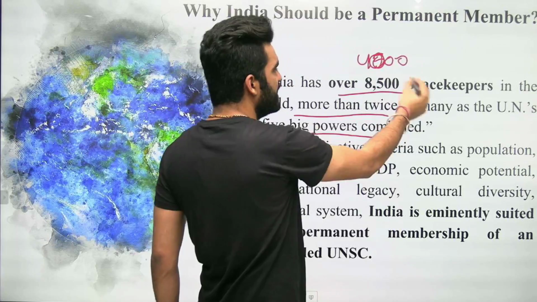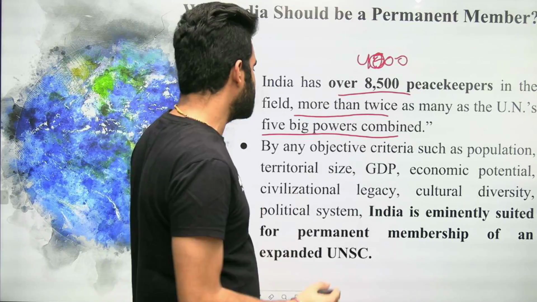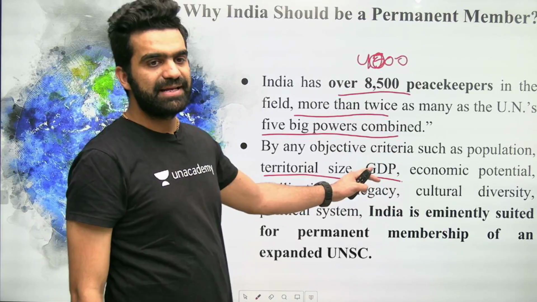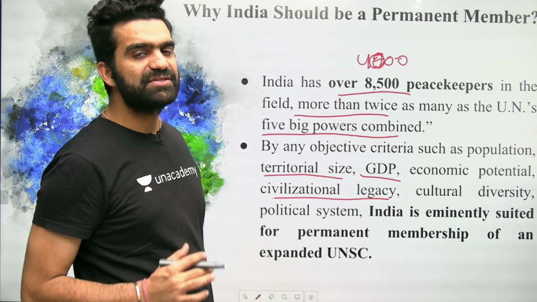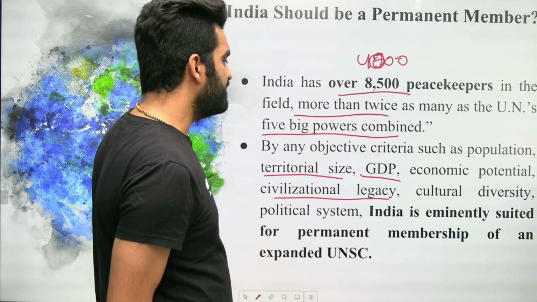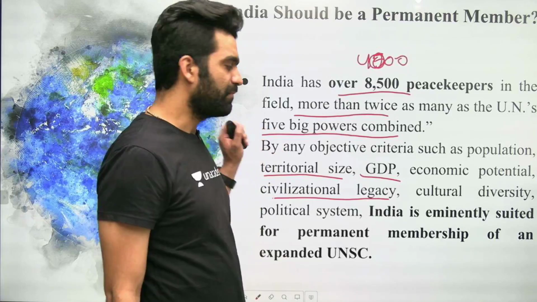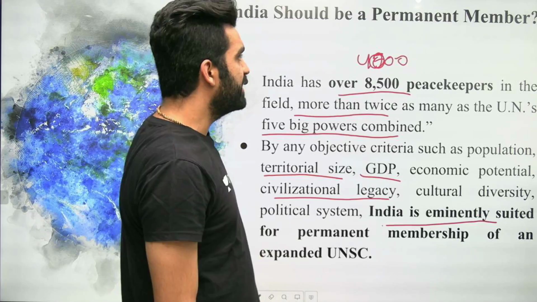So by any objective criteria such as population, territorial size, GDP, you adopt any of these criteria, you would find that India is eligible. Civilizational legacy, cultural diversity, responsible attitude. India is considered as one of the most responsible countries. India has not taken animosity with any country. We have been benevolent towards our own adversarial neighbor. Right? India is eminently suited for permanent membership of an expanded UNSC.